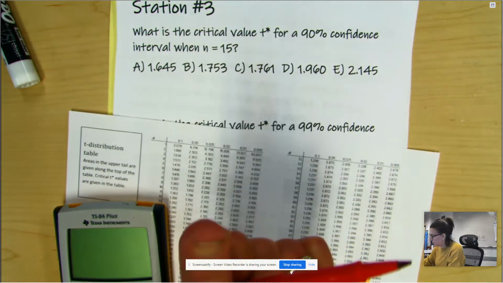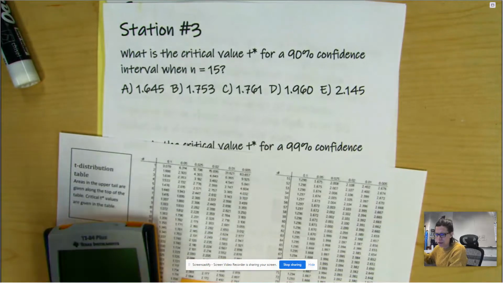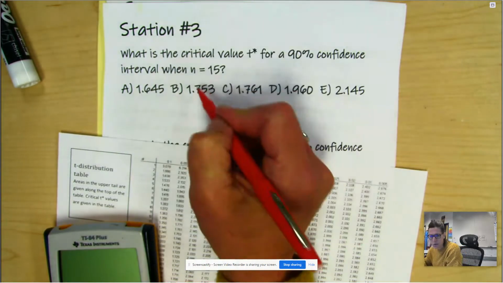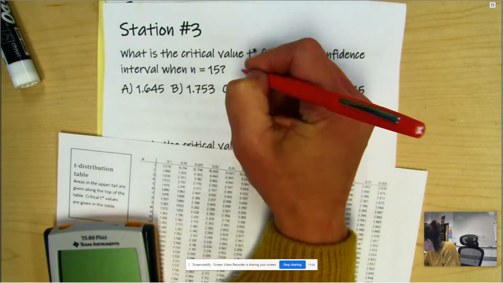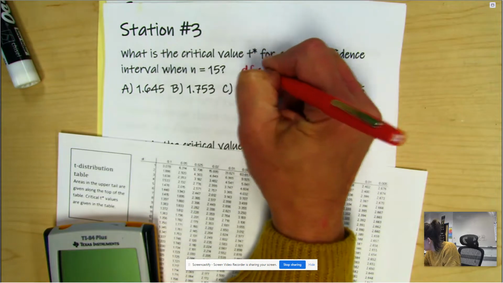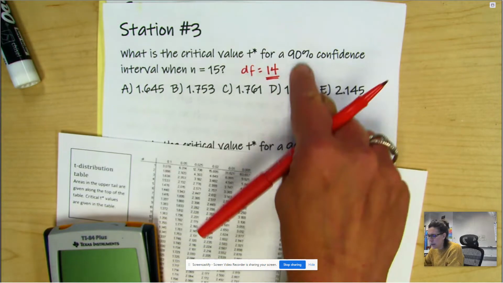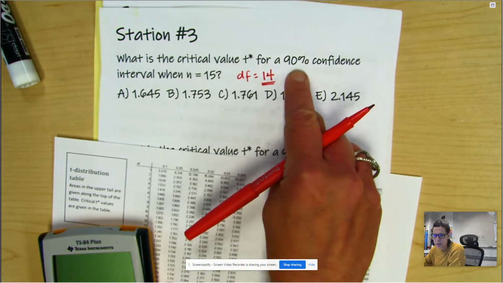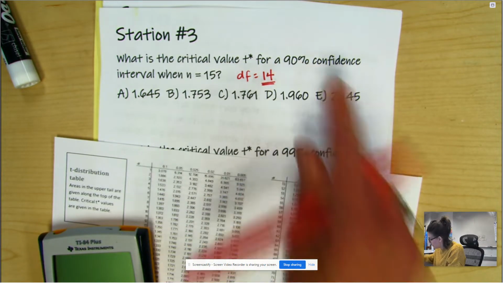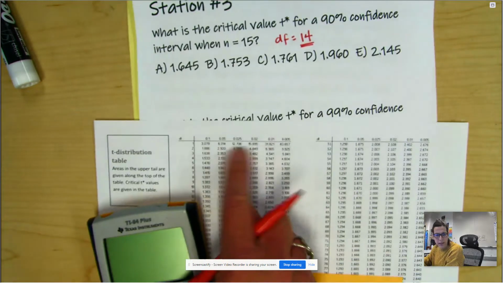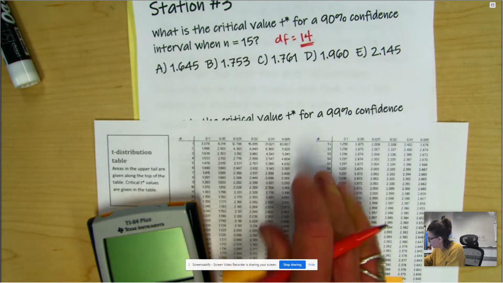So there's two things you need to know. You need to know the area you're looking for, and you need to know your degrees of freedom. The degrees of freedom is just n minus 1, so it'll be 14. And then you use your confidence level to determine what number up here you're looking for, and it's like the area underneath, right?